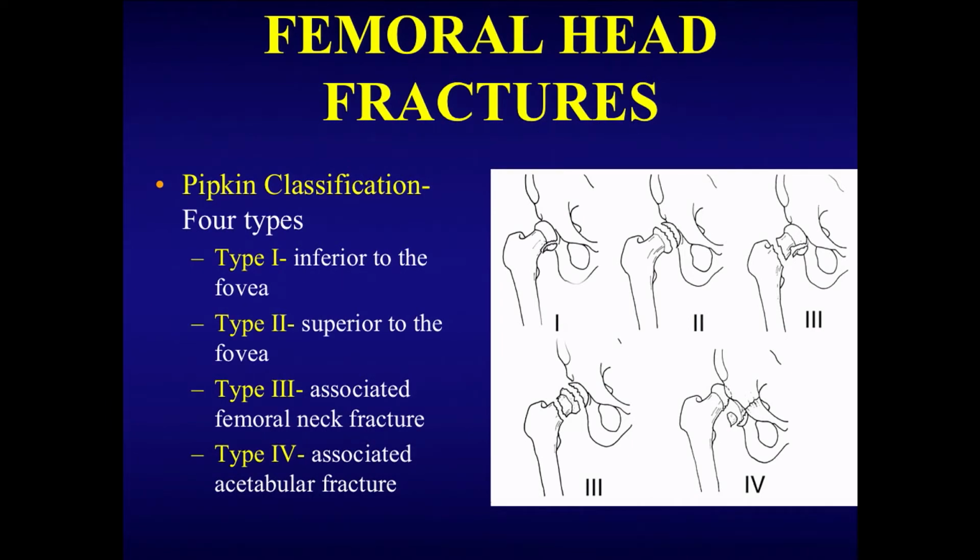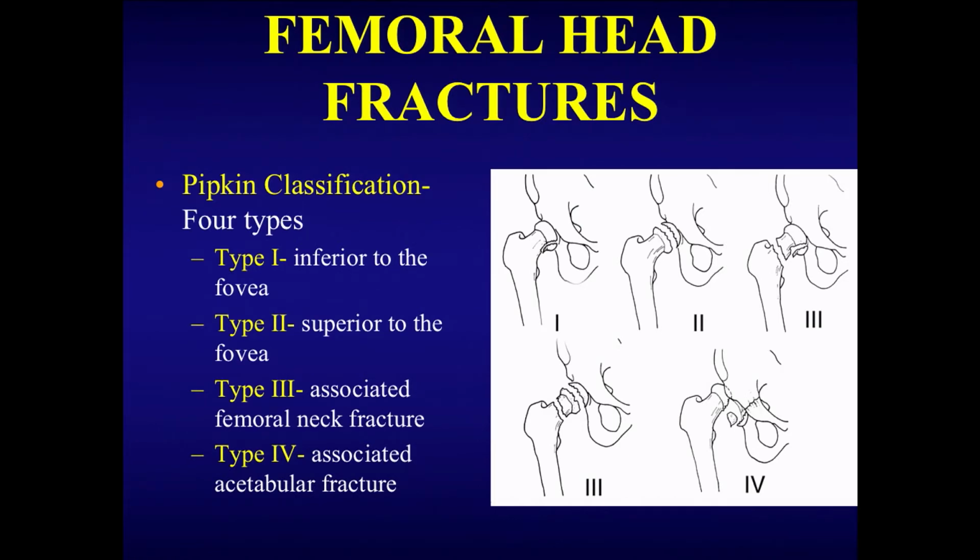Just bridging quickly on femoral head fractures, we had a nice talk by Dr. Teffelman. Just to repeat, types 1, 2, 3, and 4. Type 1s are below the fovea, type 2s are above the fovea, type 3s have an associated femoral head and femoral neck fracture, and type 4 is an associated femoral head and acetabular fracture.